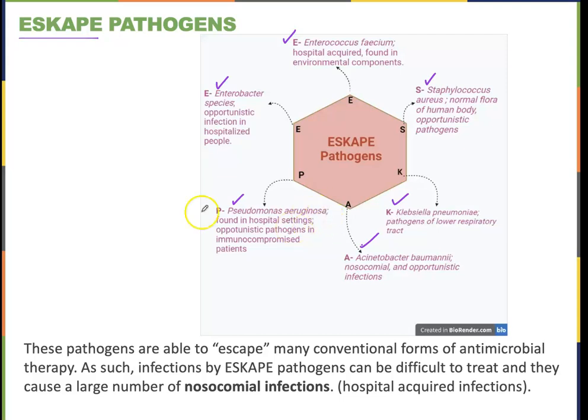Fun fact, we just used Pseudomonas aeruginosa in class today. It was an aerobe. These guys are multi-drug resistant. They're going to escape many conventional forms of antimicrobial therapy, they are really difficult to treat, and they're very prominent in nosocomial infections. They cause a large number of nosocomial infections. What is a nosocomial infection? It is a hospital-acquired infection.